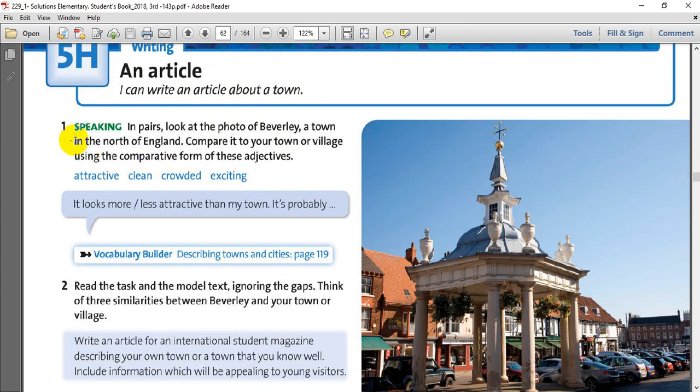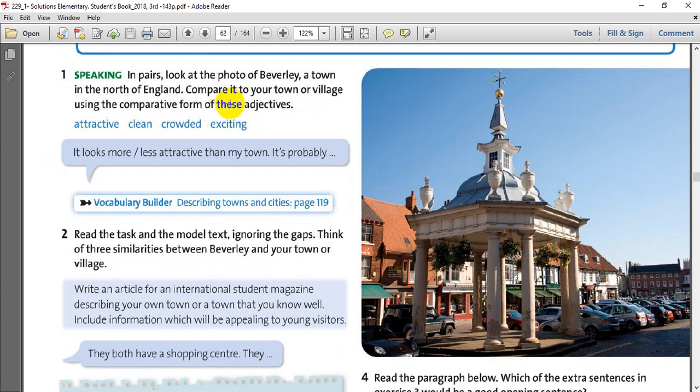Here we have the speaking section. In pairs. Speak in pairs. Look at the photo of Beverly. Here is a town, Beverly, a town in the north of England. Compare it to your town or village using the comparative form of these adjectives.